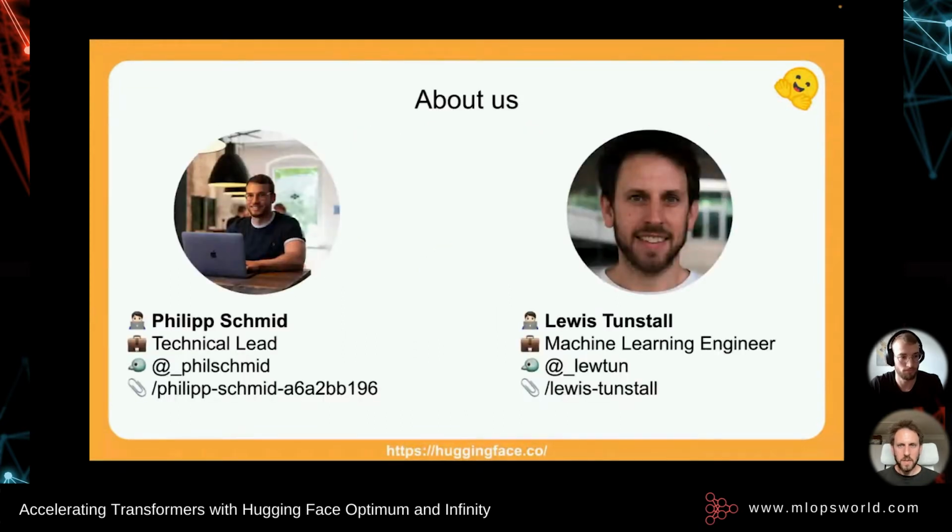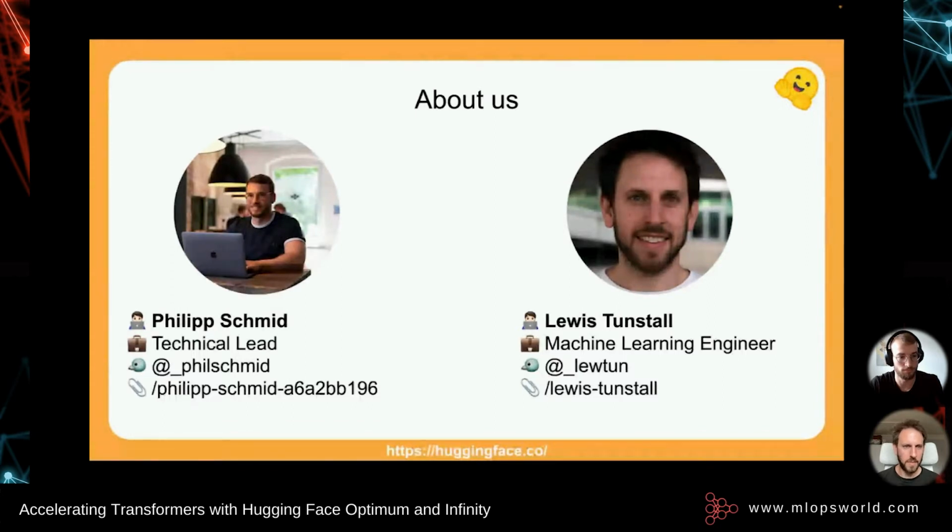So just a little bit about us. I'm Lewis. I'm a machine learning engineer in the open source team at Hugging Face, and I'm responsible for maintaining the ONNX part of transformers. And I also build a lot of the infrastructure and backend around evaluating transformers on the hub.